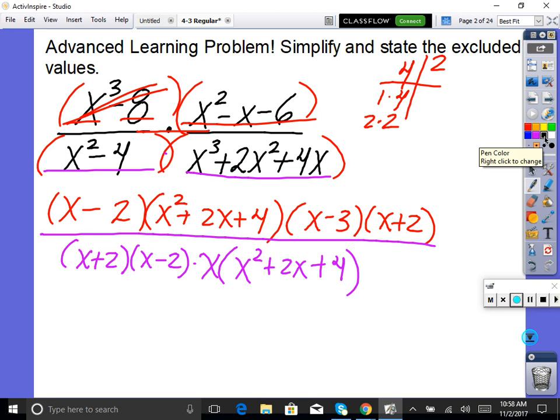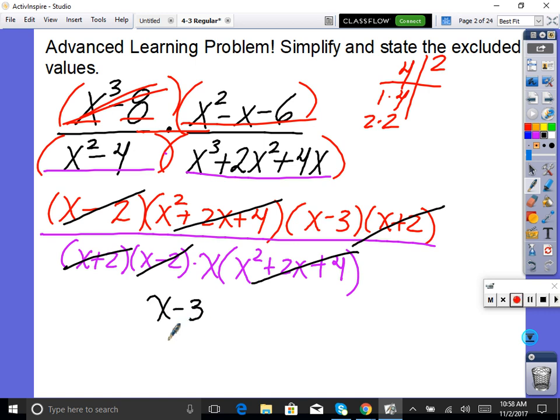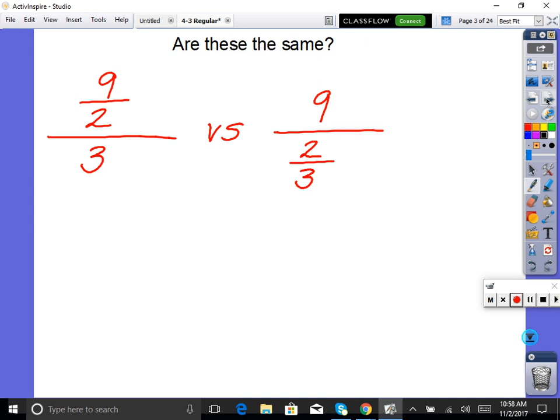Now, because I didn't say restrict, I did say save the excluded values. We don't have time. For here, because it doesn't factor, we wouldn't exclude. Now we'll divide out exact factors. So x minus 3 over x. Okay, good job. A lot of you were close, very good. I'm really impressed.